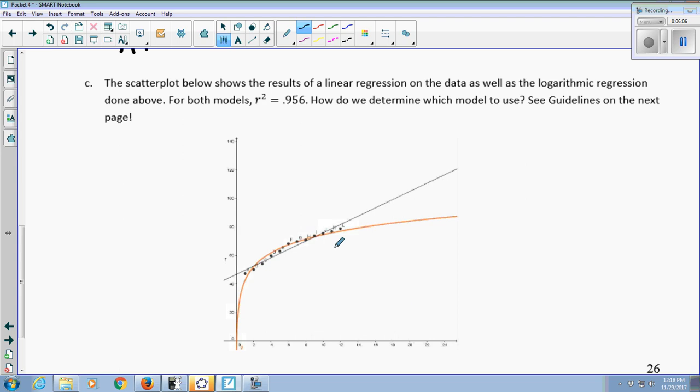So here's another scatter plot where I have the results of the log regression that we just did and the linear regression, which also looks like a pretty decent fit. They both have an r squared value of 0.956, and the closer r squared is to 1, the better the fit. So how would we determine which model to use? We read the next page.